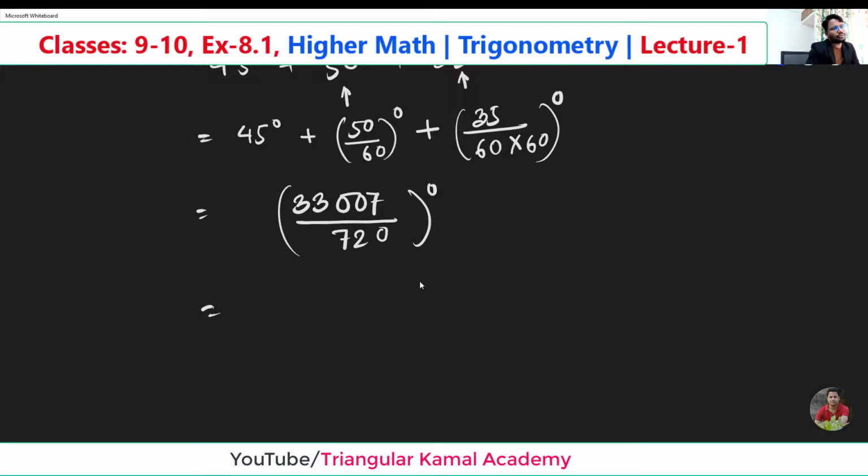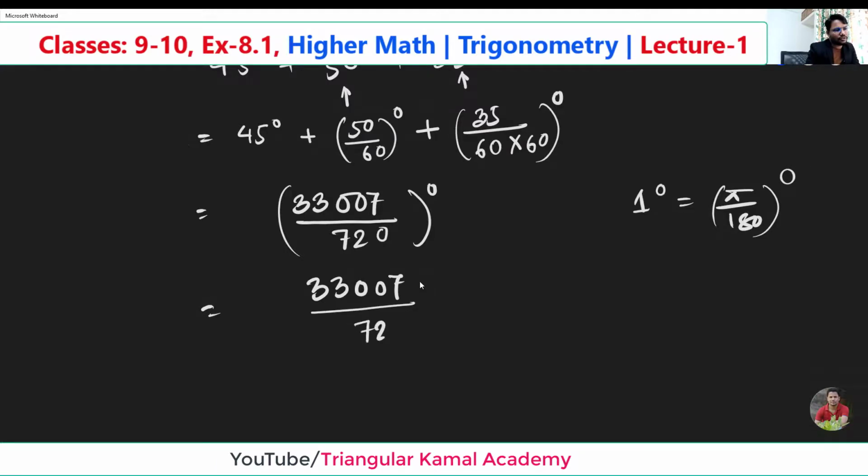So now first we know 1 degree is equal to pi by 180 radian. So now this one will be 33007 divided by 720. This one, if we convert to radian, this one will be pi by 180. Now this angle is converted into the radian.